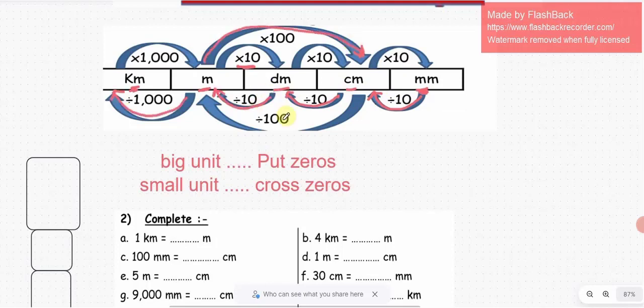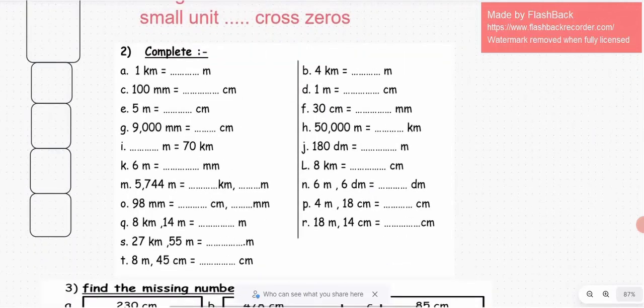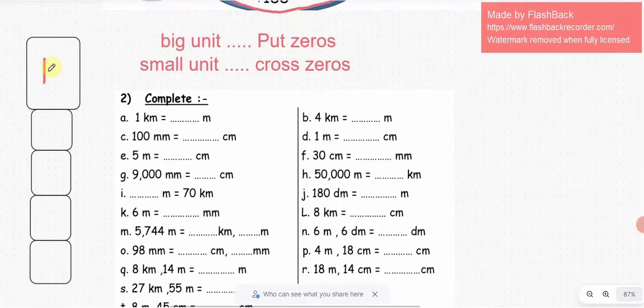When we move 2 steps, like from meter to centimeter, here we move 2 steps. How many zeros in the 2 steps together? 2 zeros. So I'm gonna multiply by 100.